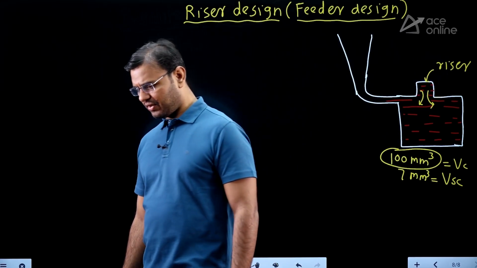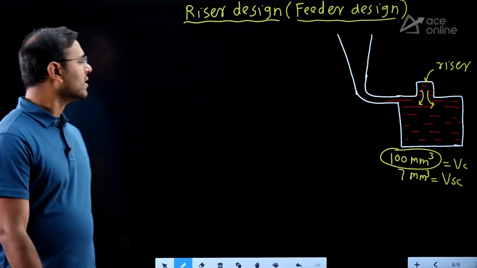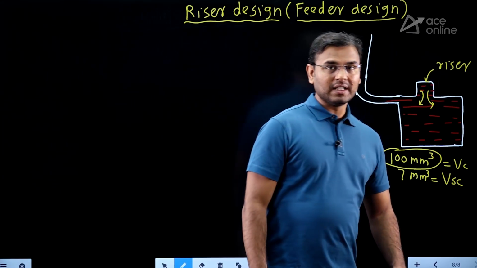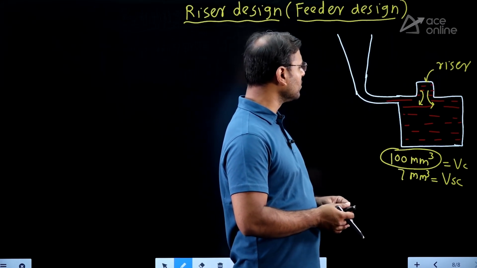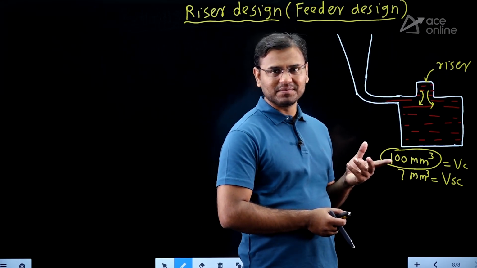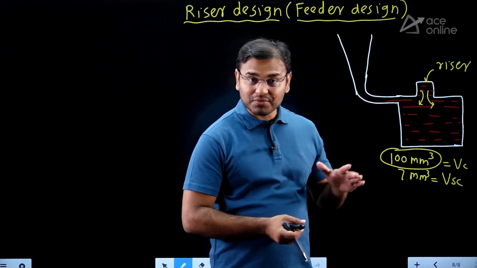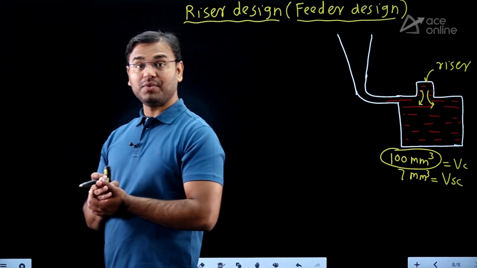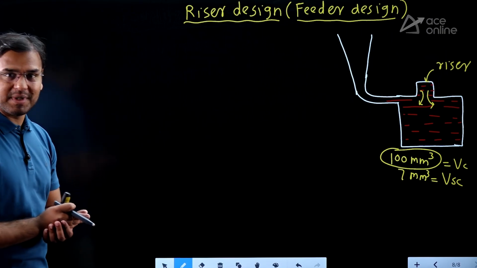Shrinkage volume is 7 millimeter cube. Okay. Now guys, which type of riser, which shape of riser, do we have to use? We have to use the riser whose surface area is minimum. Or we can also say that the surface area for heat transfer must be minimum.